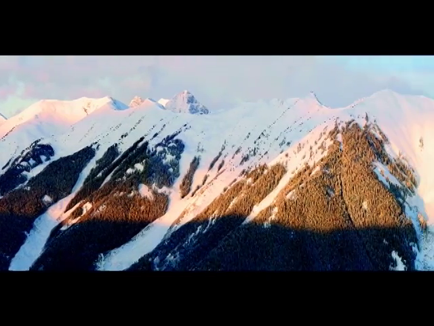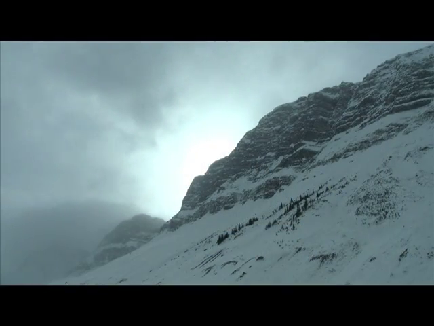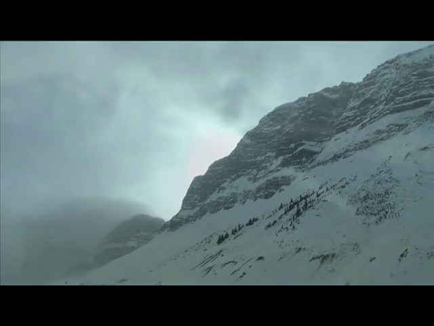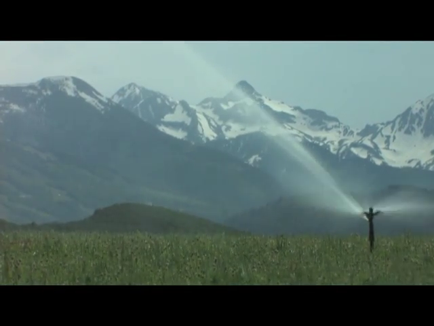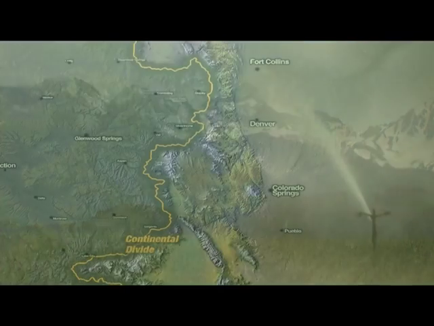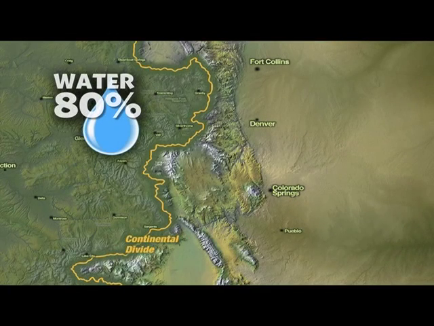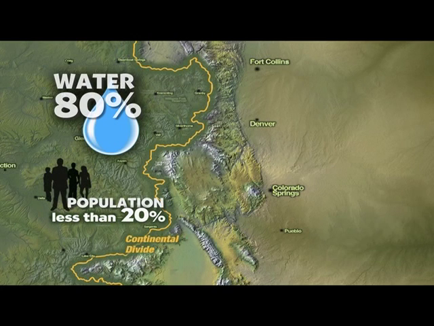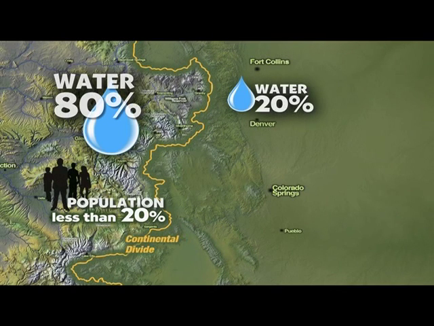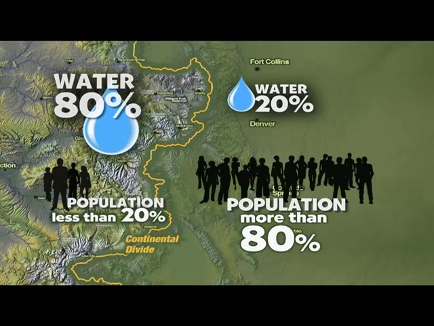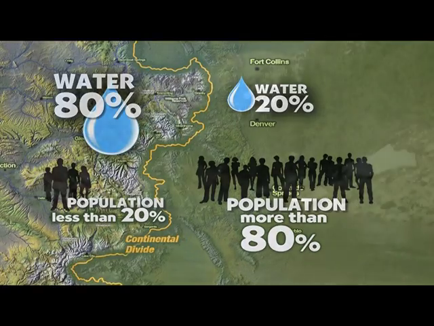The high peaks and ridges of the Rocky Mountains trap weather systems that produce snow and rain. Snow is the foremost contributor to Colorado's water supply, but nature provides it inequitably. About 80% of the state's surface water originates on the western slope, where less than 20% of the state's population lives. The eastern slope receives only 20% of the state's precipitation, but houses more than 80% of the population.